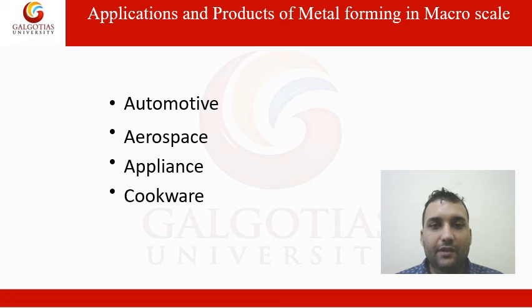In this slide, you can see the applications and products of metal forming at the micro scale. First is automotive, next is aerospace, then appliances, then cookware, then structural elements and shapes. All these are the applications and products which are used in industry.